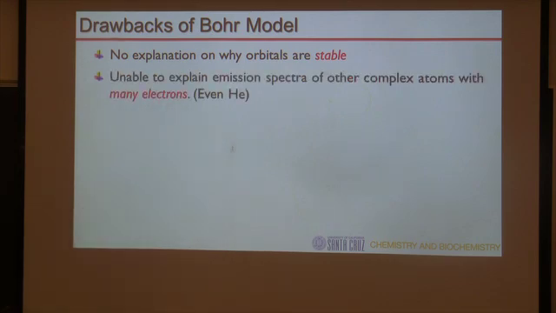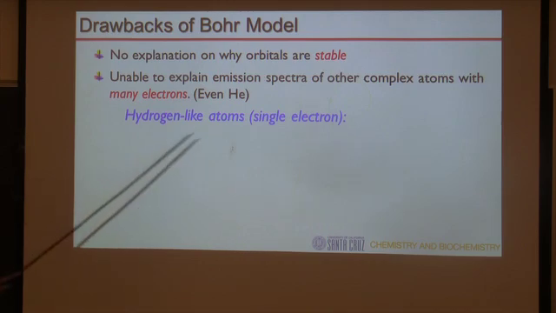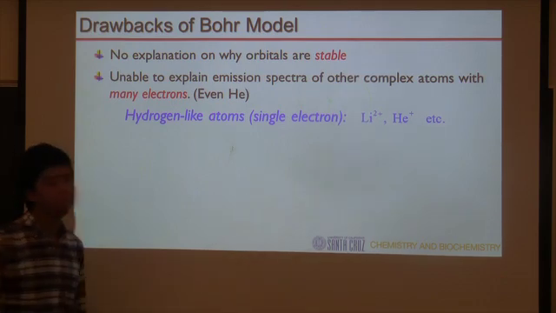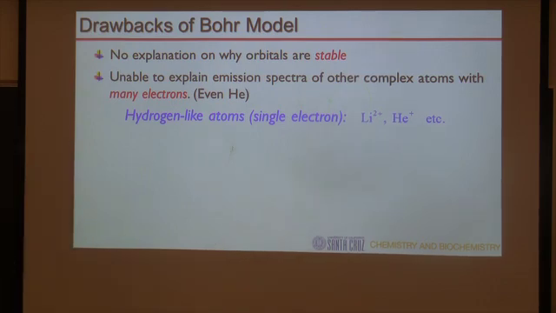Second one, it is unable to explain the emission spectra of atoms other than hydrogen. This simply means atoms with many electrons. Even for helium with 2 electrons, the Bohr model cannot explain it. It totally deviates from the experimental result. It only works for hydrogen or something we call hydrogen-like atoms. Hydrogen-like atoms means atoms that have only 1 electron, single-electron atoms. So this could be hydrogen, right? And could be what? Some ionized atoms like helium plus, lithium 2 plus.